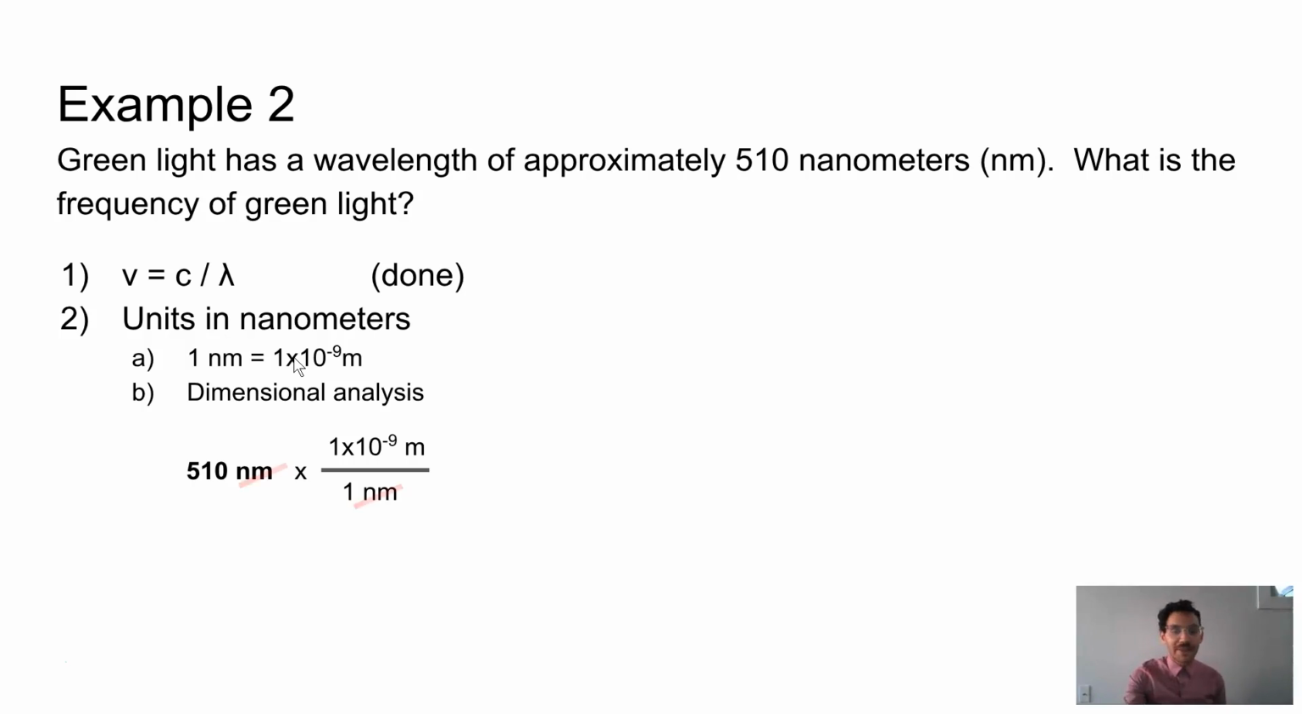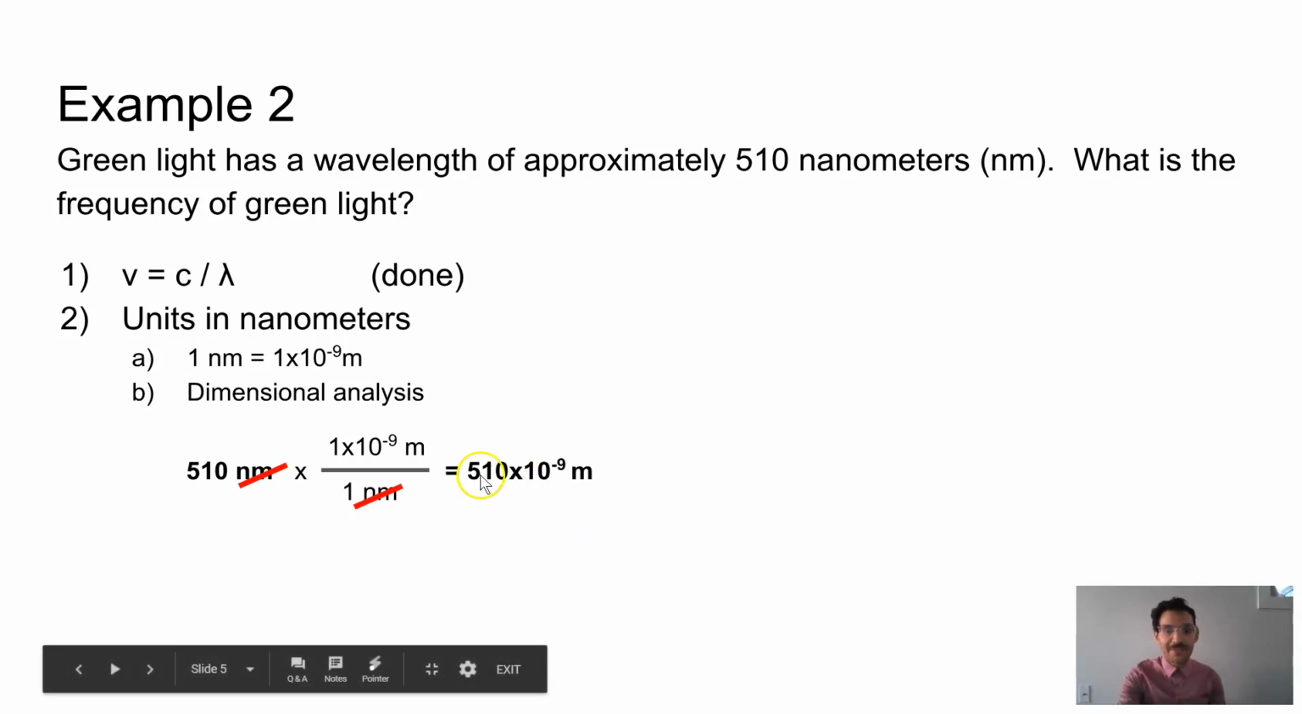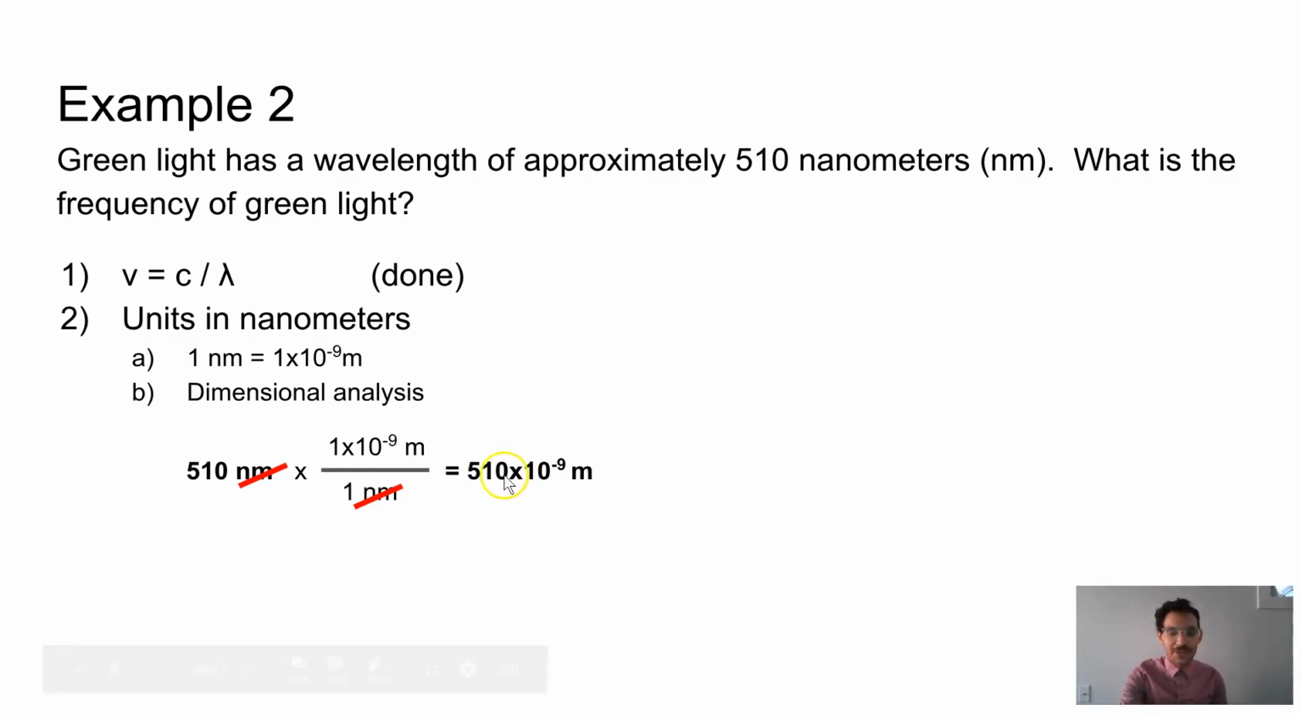And so when I multiply this out, my nanometer units will cancel out. I'll have nanometers divided by nanometers, and I'll be left with just meters. So I'll do 510 times this divided by 1 to give me my wavelength in meters. Very nice. And the last thing I should do is change this 510 so it's 5.10 for good scientific notation. So if I'm going to move my decimal place forward, I'm going to increase my coefficient by 2.